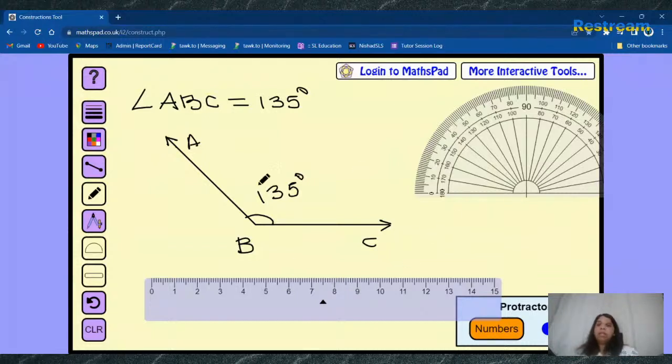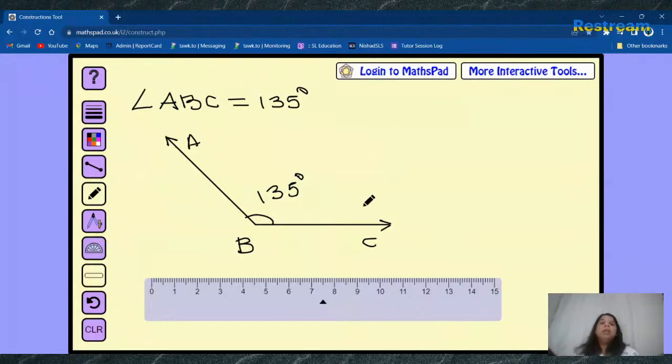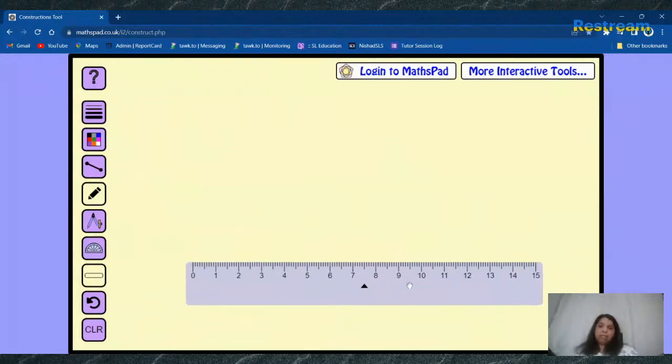Now the next one is we are going to draw the perpendicular bisector of a line. For that, we are going to need our ruler, our compass, and our pencil. We don't need the protractor, so we can keep it aside for now. We will need it once we draw the perpendicular bisector. Now, what does perpendicular bisector mean? Perpendicular bisector means it divides your line into equal parts and it intersects the line at 90 degrees.